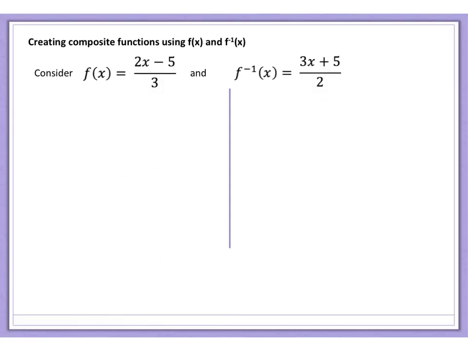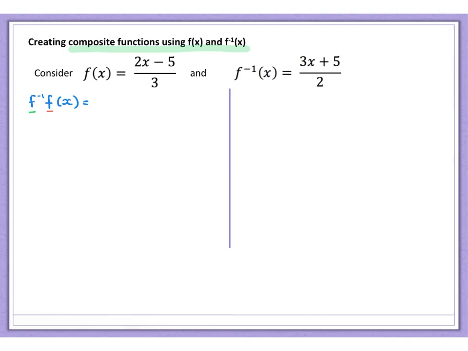So we're going to finish off by having a look at how we can create some composite functions using the inverse function as well as an original function. And we will use the example that we saw earlier, f(x) = (2x − 5)/3, and we found its inverse function. So I'm going to start off by exploring the composite function f⁻¹(f(x)), which of course means that we're applying f first because it's closest to x, and then after that we're applying f⁻¹.